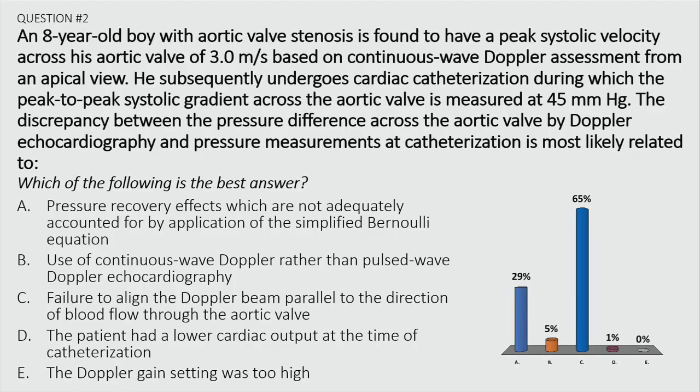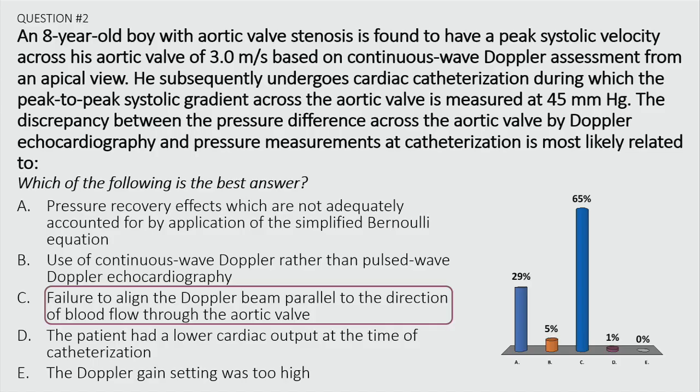And then show the correct answer. Okay, this question requires a couple of different steps. The first is we need to calculate the estimated gradient by Doppler echocardiography. For that you need the simplified Bernoulli equation. You take the 3.0 meters per second and square it, so 3 squared is 9, and then multiply by 4, which takes you to 36. So you have an echo gradient of 36 and a cath gradient of 45. The echo is getting a lower measurement, so we have to find an explanation of why echo would give you a lower gradient.